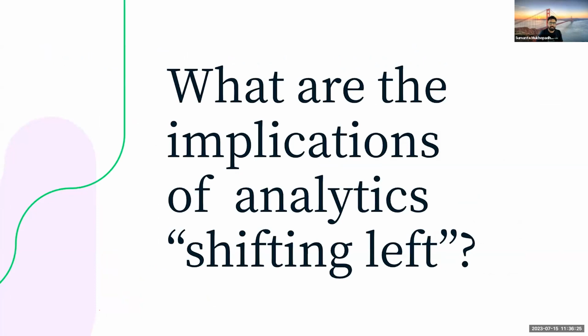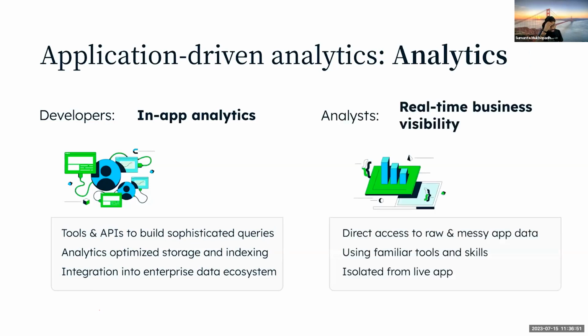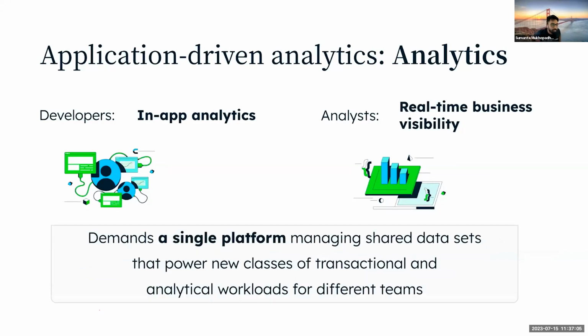So what are the implications of analytics shifting left? Let's see. We have tools and APIs to build sophisticated queries. All the tools and all the APIs that MongoDB delivers are available. We can run aggregations, we can see charts, we can do dashboarding, everything right before the ETL. We have everything at our fingertips, and a business will be able to understand more, like how the data is growing. In terms of business and application analytics, in both ways we are getting a good taste out of it.